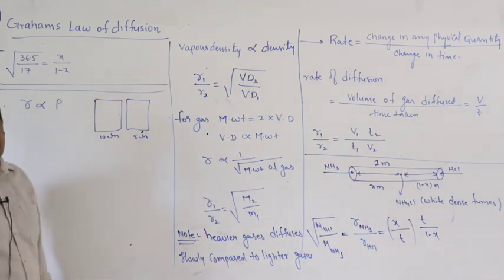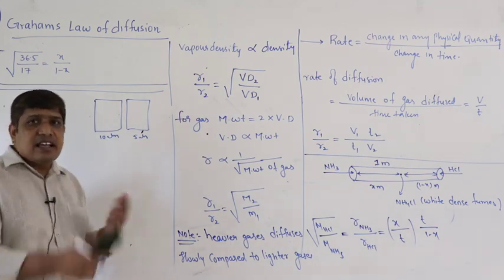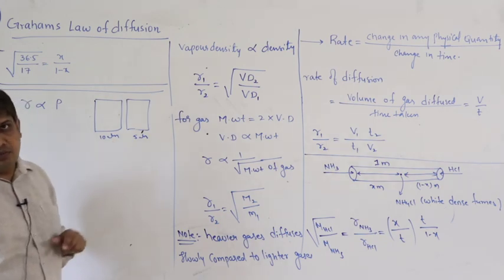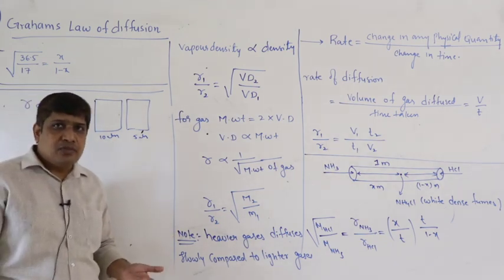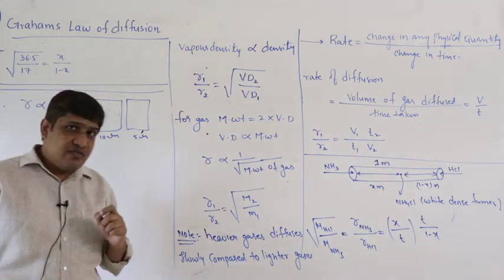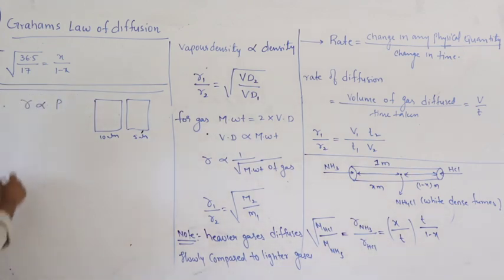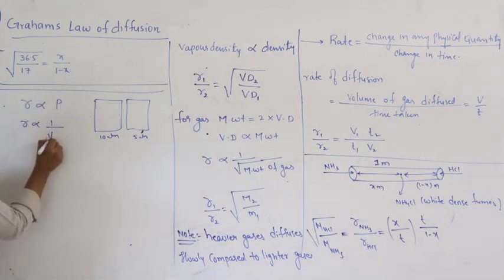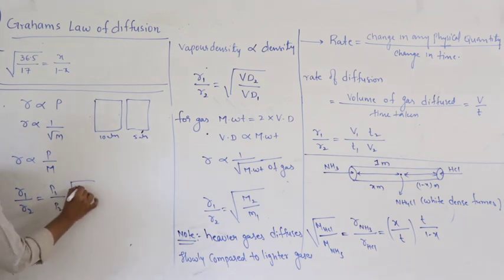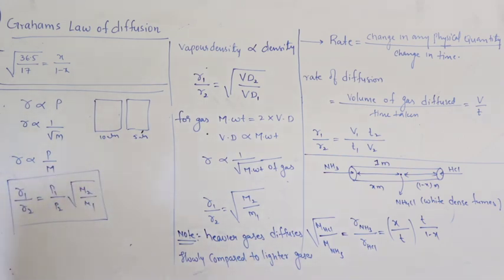If I open the nozzle, from which cylinder will the gas come out at a faster rate? The answer is the one which is at high pressure. More the pressure difference, more rapidly it comes out. So rate of diffusion of gas is directly proportional to pressure of the gas if pressure is not constant. Generally they combine it with molecular weight. So R is proportional to P by M. For two gases, gas 1 and gas 2, you can write like this, where M is molecular weight.